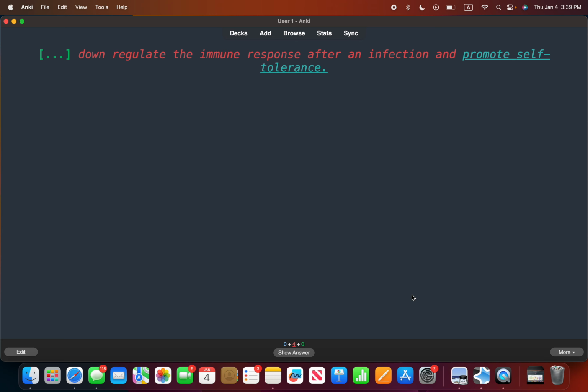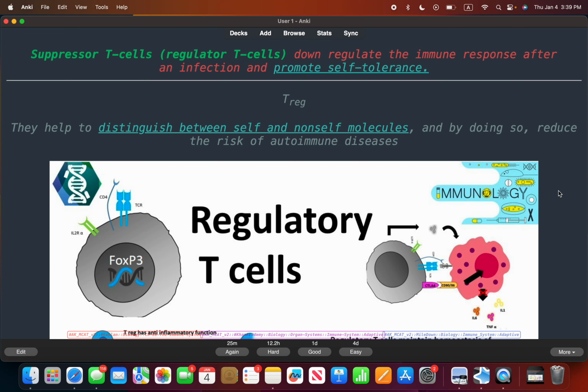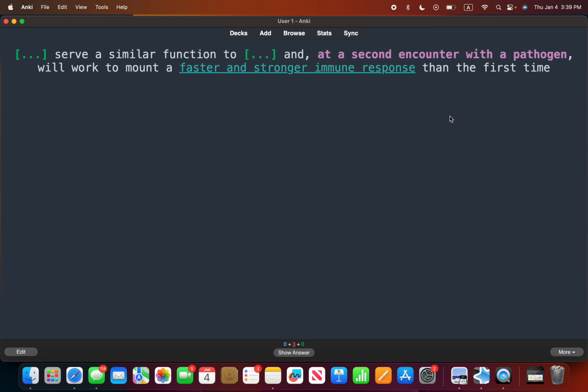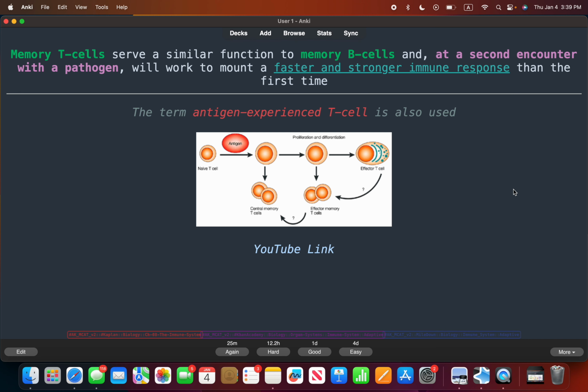What downregulates the immune response after an infection and promotes self-tolerance? It is the regulatory, like suppressor T cells, the regulatory T cells, Treg. They distinguish between self and non-self molecules, and that's how they reduce the risk of autoimmune diseases. And what serves a similar function? Memory T cells serve a similar function as memory B cells, and at the second encounter with the infection, they have a stronger and faster immune response than the first time.